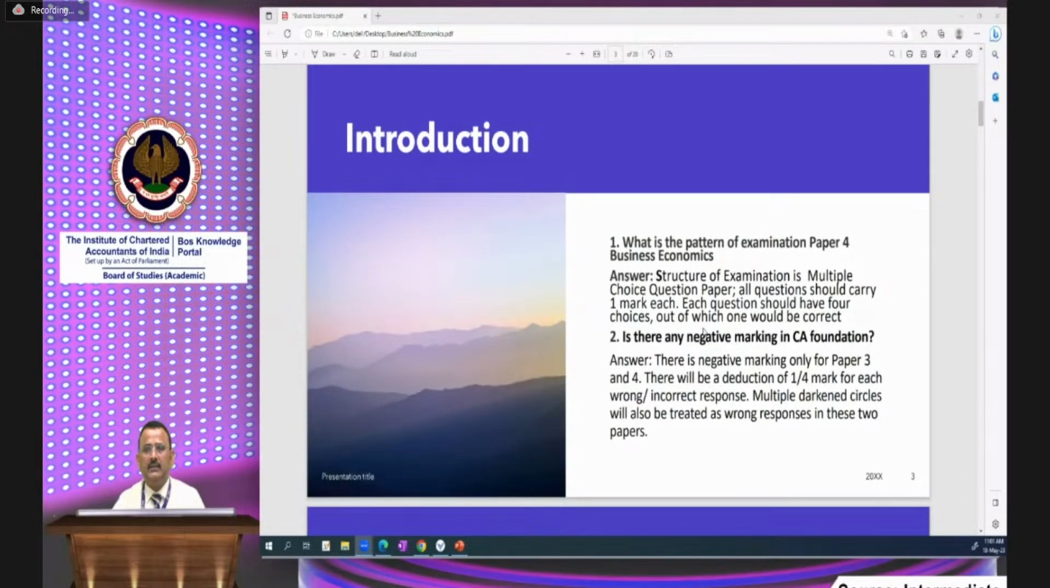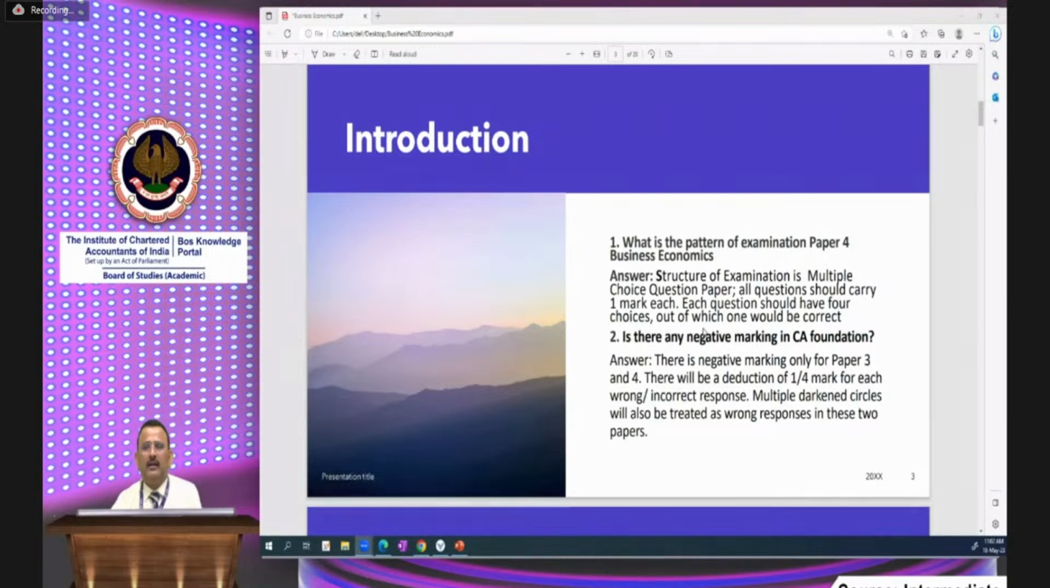First thing is, what is the pattern of examination of paper 4, that is business economics. Now, the structure of examination is multiple choice questions. All questions carry 1 mark each. Each question should have 4 choices, out of which 1 would be correct. So you are expected to tick on the right options out of the available 4.